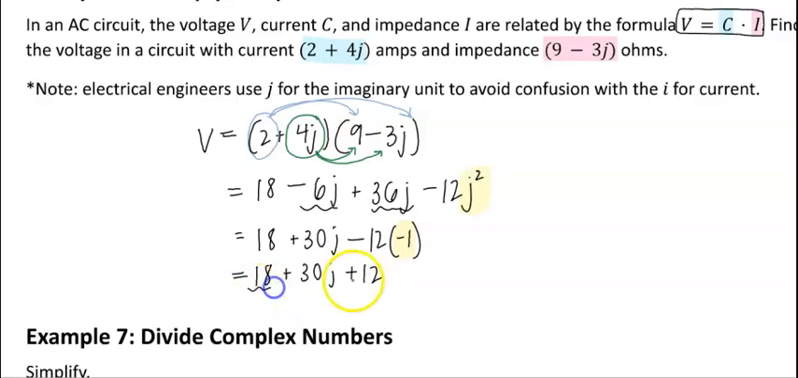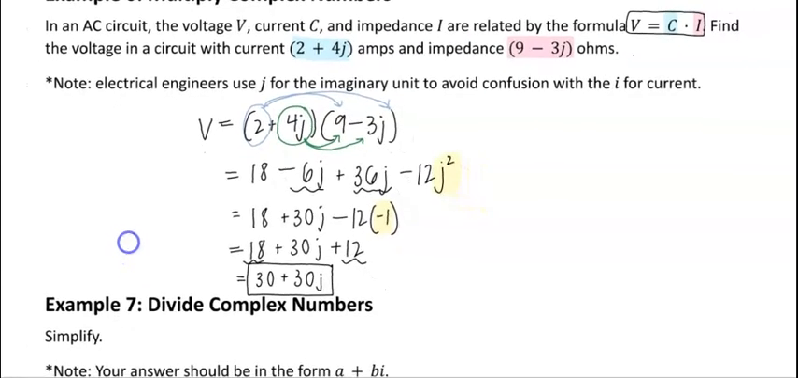And now I have some more like terms, 18 and 12 combined together to make 30. So I have 30 plus 30J as my final answer. It didn't give me a unit on this, so I'm going to go ahead and just leave it as the voltage is equal to 30 plus 30J.